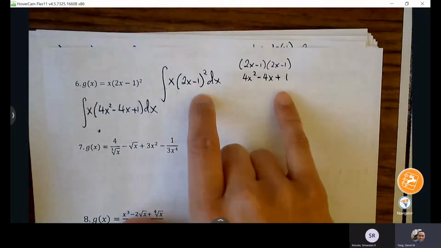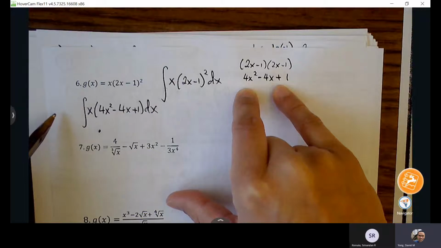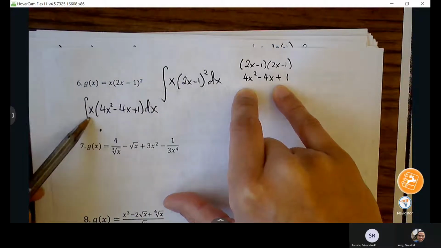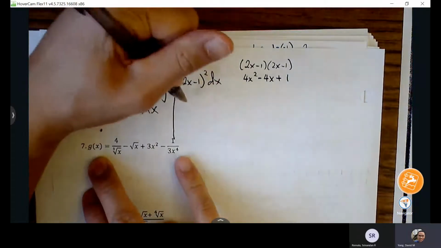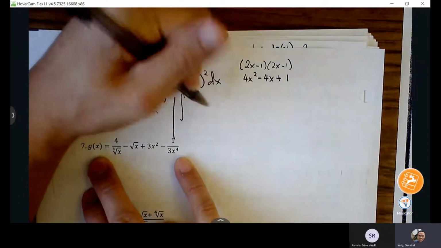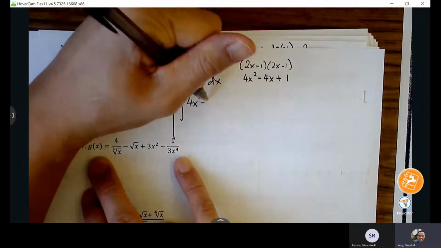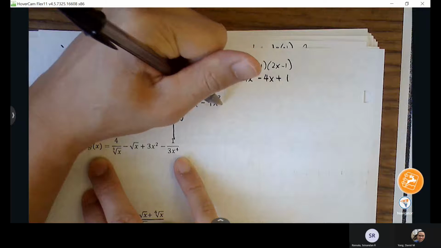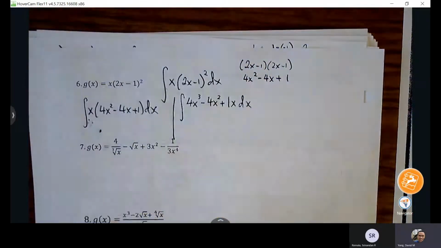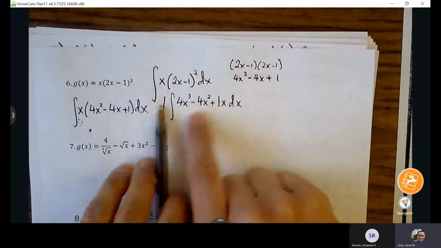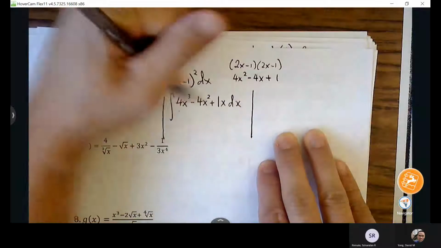Once I FOIL out 2x minus 1 squared, which becomes 4x squared minus 4x plus 1, I'm still not forgetting to distribute the x through, so that's my next step. Once I distribute the x through, then I should be ready for each term to apply the power rule. Every term is set up nicely now. Apply the power rule.